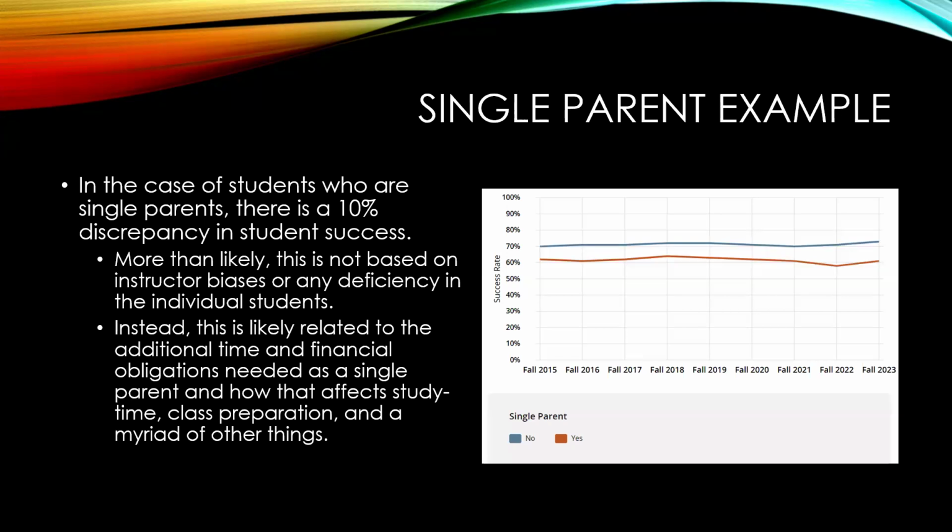And so let's take the single parent example. In the case of students who are single parents, there is a 10% discrepancy in student success, and there has been for a decade. More than likely, this is not based on instructor bias or any deficiency in the individual students. Instead, this is likely related to the additional time and financial obligations needed as a single parent, and how that affects study time, class preparation, and a myriad of other things. This is not a reflection on the individual student. This is a reflection of how society has impacted that student.